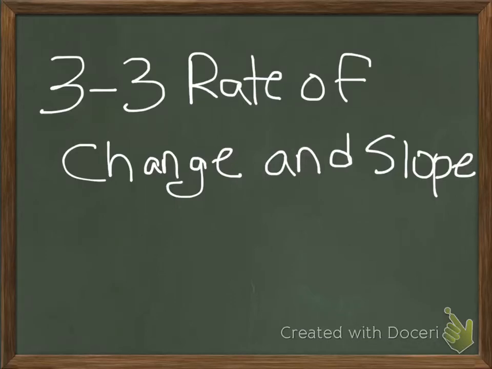Today we're looking at lesson 3.3, which is rate of change and slope. Rate of change and slope actually mean the same thing. Rate of change is more describing a particular scenario, and slope would be describing the slope of a line. But you would find them using the same method.